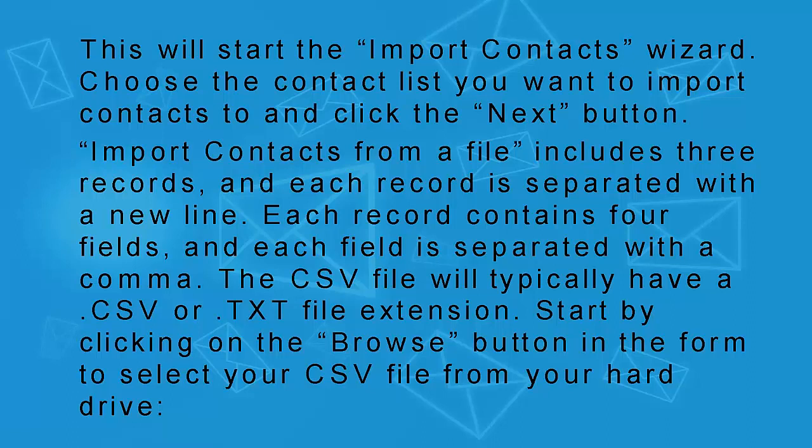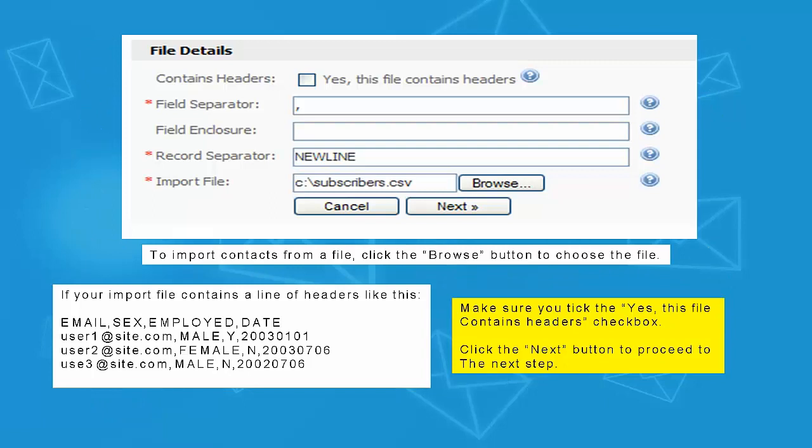The import file in this example includes 3 records, and each record is separated with a new line. Each record contains 4 fields, and each field is separated with a comma. The CSV file will typically have a .csv or .txt file extension. Start by clicking on the Browse button in the form to select your CSV file from your hard drive.